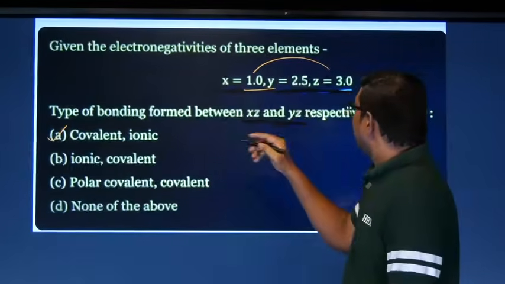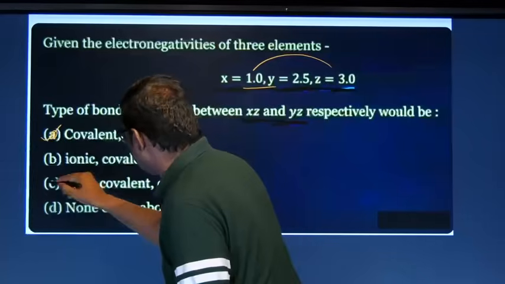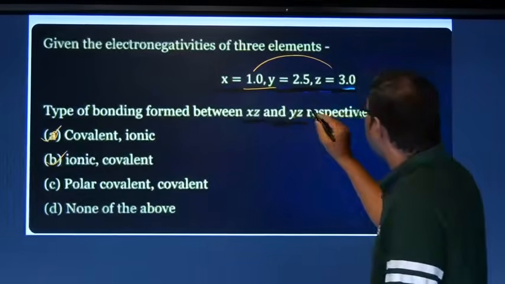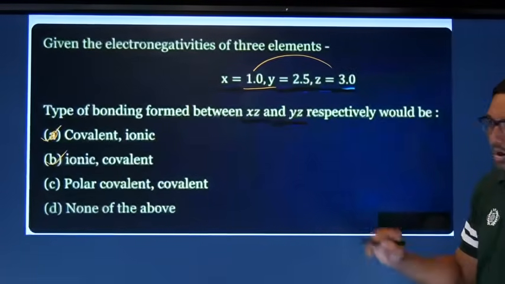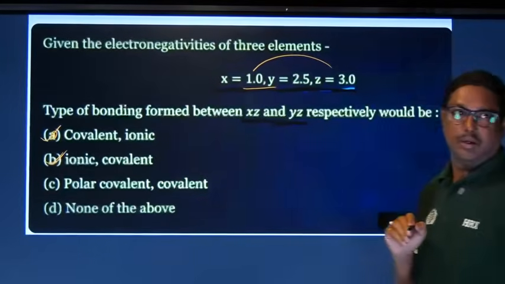So between x and y, I repeat again, sorry: x and y, option B is correct. Between x and y, there is ionic bond formation. That means the correct option is option B, the second option you can take.